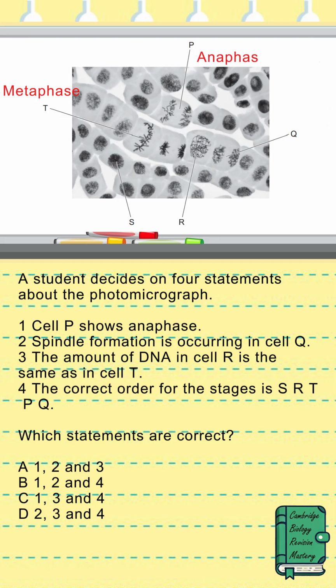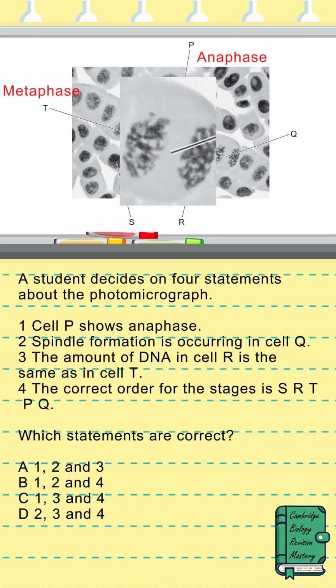When we take a look at Q, we can see that those chromosome structures are now at either end of the poles of the cell, and they've started to lose their overall structure. What's happening is they're uncondensing and they're turning back into chromatin. That means it's definitely in telophase.